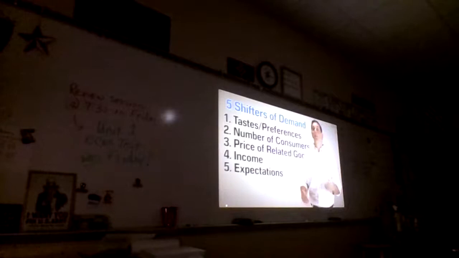So that's going to increase the demand. Now it's time to cover a super important detail that you have to watch out for. It's the difference between a change in quantity demanded and a change in demand. So look at this graph for milk.